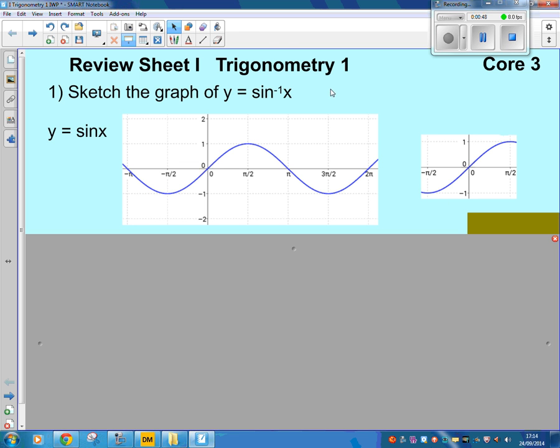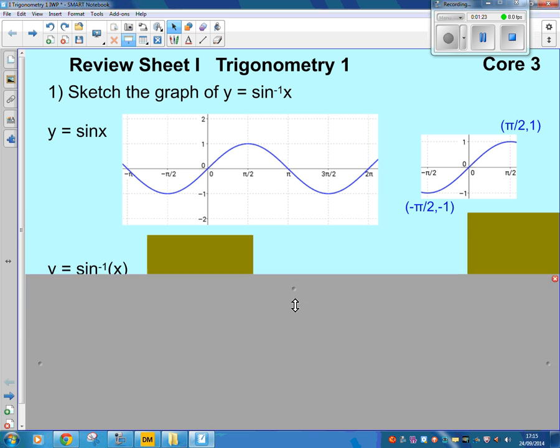Now it's worthwhile actually looking at this and saying, well, what are the end points going to be? So this is going to be minus pi over 2, minus 1, and this is going to be the point pi over 2, 1. If we now look at the actual inverse function, you're going to be swapping the coordinates round. So it's going to be 1, pi over 2 at this end, minus 1, minus pi over 2 at this end. Where it's horizontal here, it's got to become vertical. Where it's going through the origin, it's got to stay going through the origin.